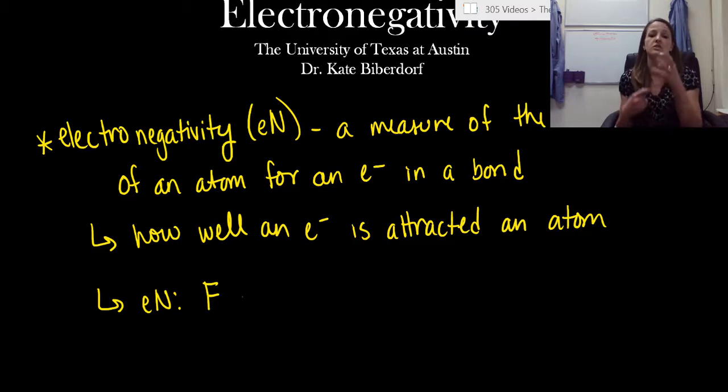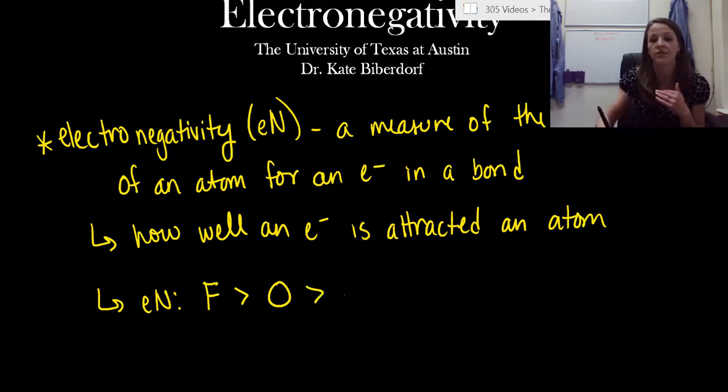And so because fluorine is so small, all the protons in its nucleus are pulling in any electrons that are sitting around that fluorine. So there's a great attraction of any electrons, including the ones in a shared bond, to the core of that fluorine atom. So after fluorine actually is oxygen. So oxygen has one less proton in its core, but it's still relatively small, but there still is quite a positive charge. So in terms of ranking electronegativity, fluorine is the most electronegative atom, followed very closely by oxygen.